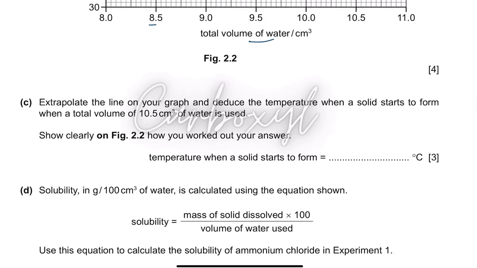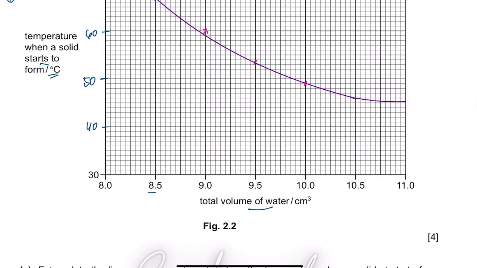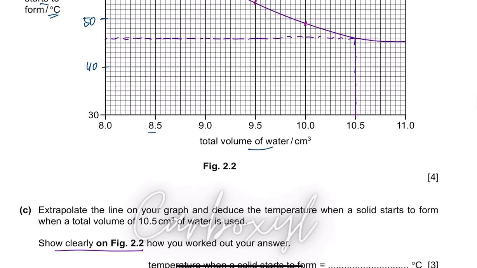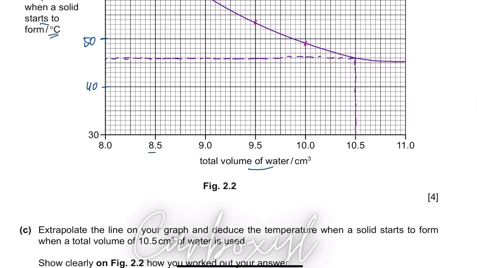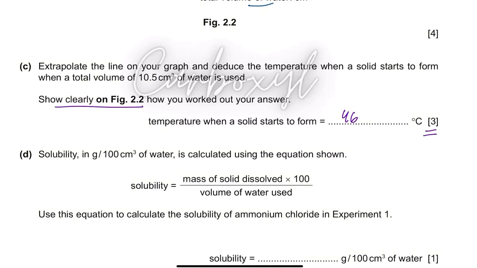And look at this, it's a 3-mark question. You have to show clearly on figure 2.2 how you go about it. So at 10.5 you draw these construction lines, from the x-axis and from the y-axis. And then I go here, and this is 41, 42, 43, 44, 45, 46. So you end up with 46 degrees Celsius. So that is 3 marks: 2 marks to show your workings, and 1 mark to extrapolate the line and write the proper temperature.